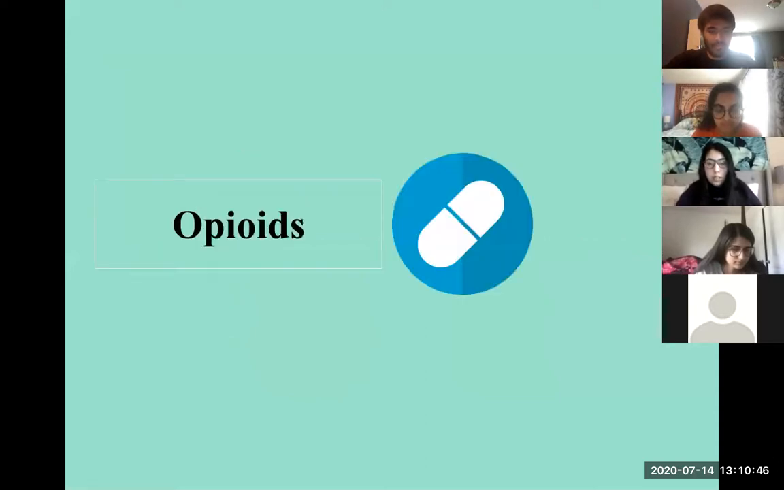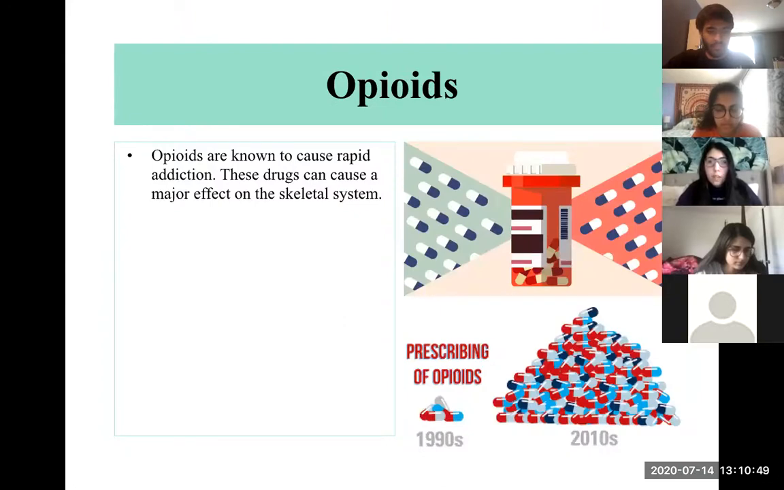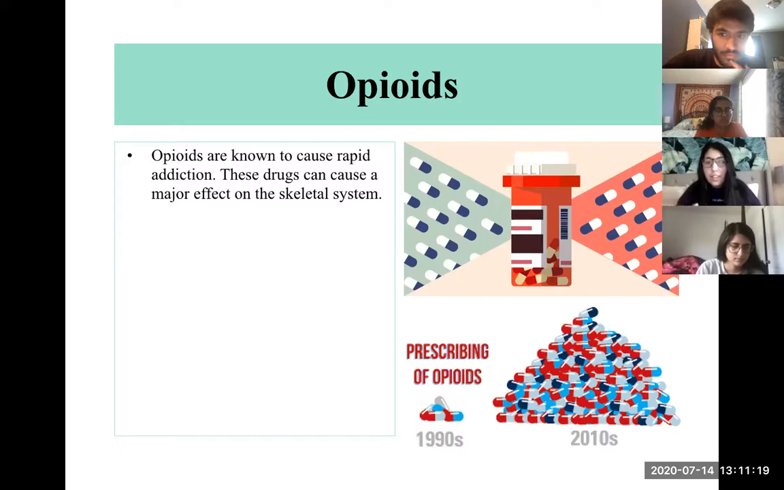Next is opioids. Opioids are known to be really addictive substances, and they're usually prescribed by doctors. They cause really bad damage to the skeletal system, and they're only finding this out in recent years because of the vast overprescribing of opioids in the 21st century. As you can see from this illustration, it's not very specific, but in the 90s, opioids were prescribed at a lot less of a rate, and in the 21st century with big pharma and the pushing of prescriptions, a lot more people are addicted to opioid substances.